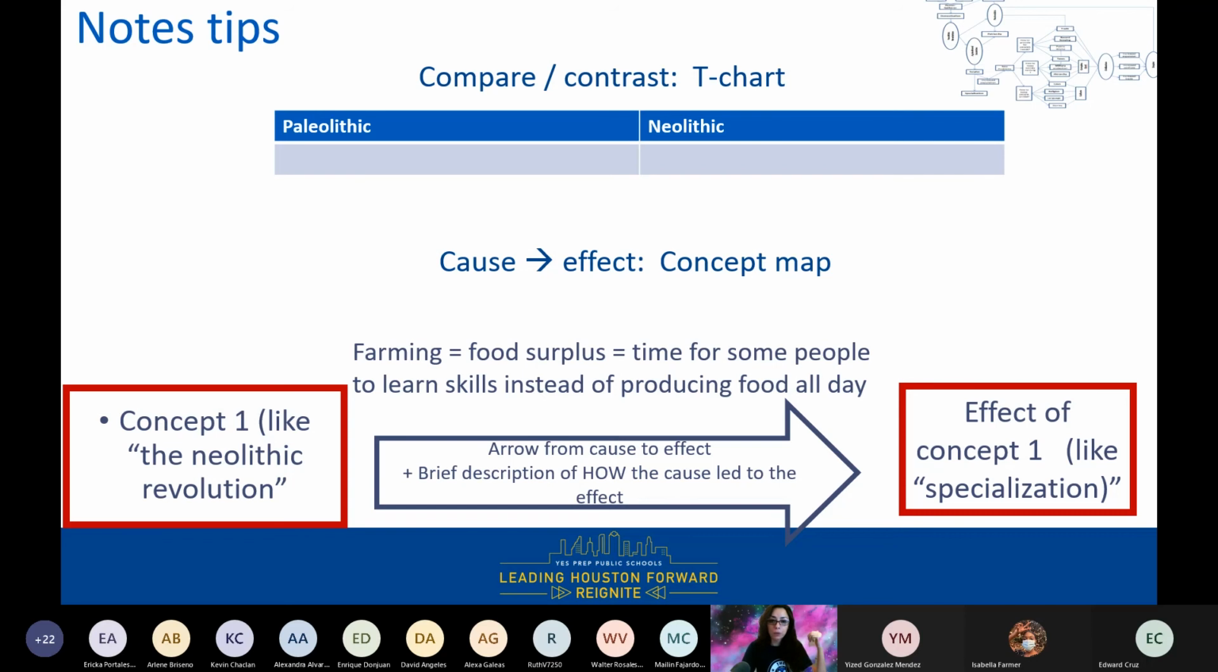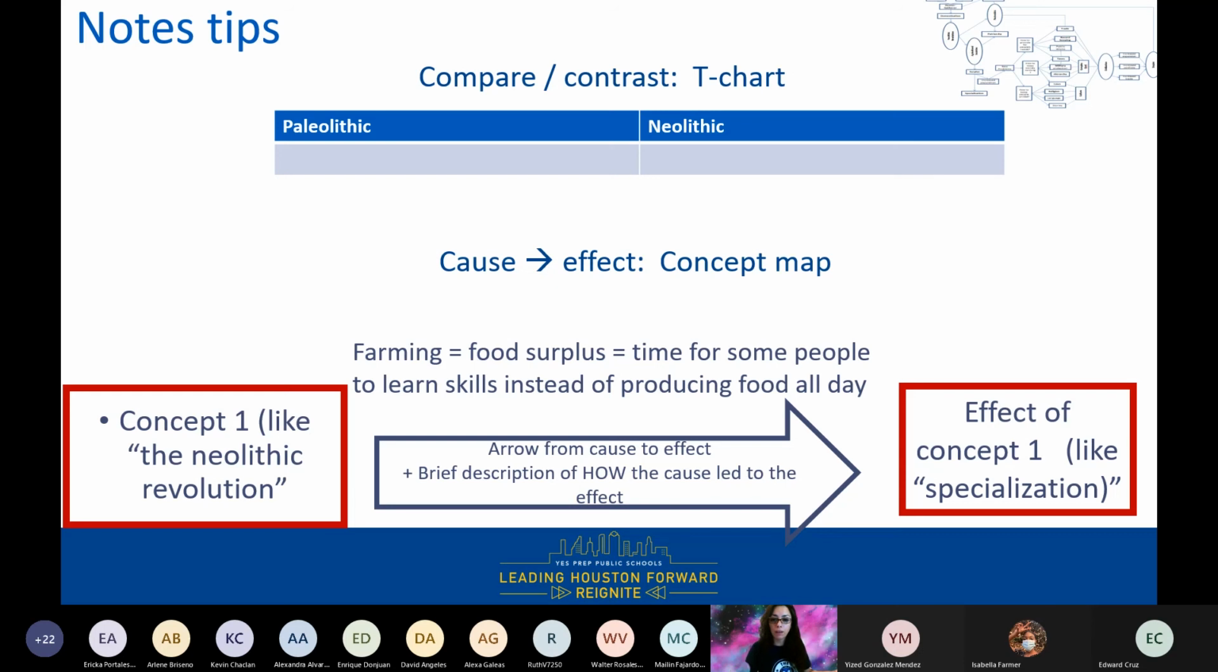It's also useful to make concept maps when you can. These things take practice. They don't come easily to many people. To some people they do, but most people have to practice these a little bit. But the basic idea is you put a cause on the left in a box, draw an arrow to an effect, which you write in another box, and then you add how the cause led to the effect on top of the arrow in as few words as possible. So like the Neolithic Revolution led to specialization, which we're learning about today, because farming led to food surplus, which led to time for some people to learn skills instead of producing food all day. So they had special skills, and that's what specialization is.